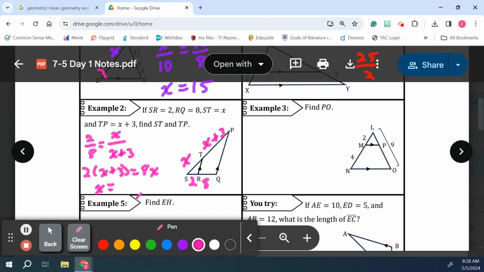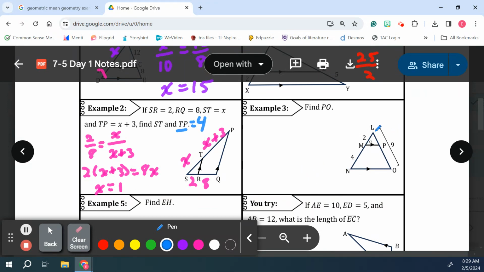Who's got it? What does X equal here? What'd you get? 1. Okay. So that's not the final answer though. They're asking, what is TP? What does TP equal? 4. So be careful again with directions, okay, guys? Just a reminder.